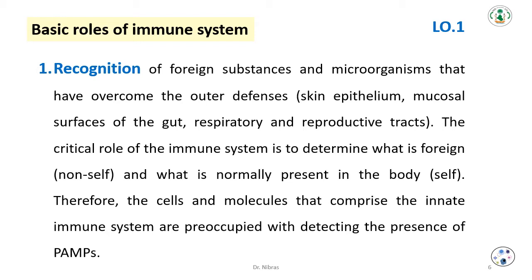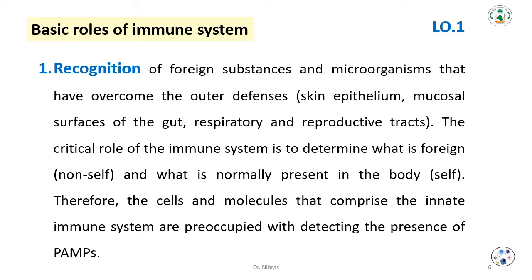Recognition of foreign substances and microorganisms that have overcome the outer defenses, just like the skin epithelium and the mucosal surfaces of the gut, respiratory and reproductive tract. The critical role of the immune system here is to determine what is foreign, non-self, and what is normally present in the body as self.